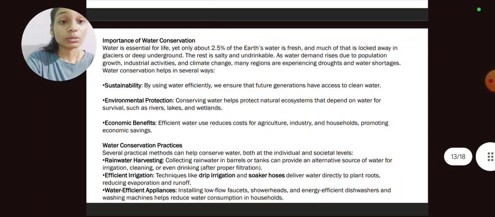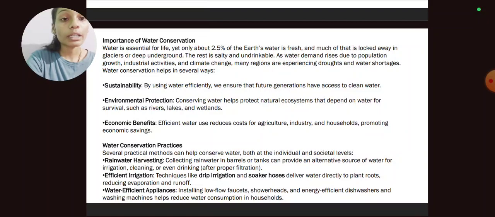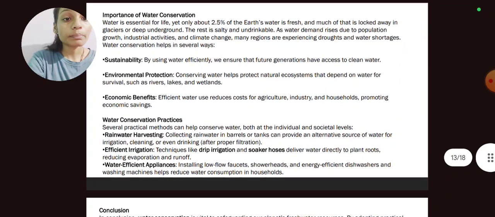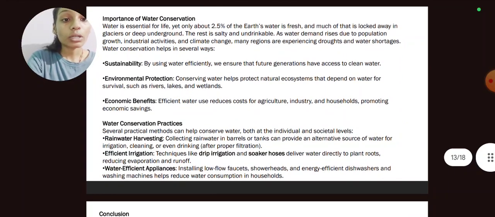Water conservation helps in several ways. Sustainability. By using water efficiently, we ensure future generations have access to clean water. Environmental protection. Conserving water helps protect natural ecosystems that depend on water for survival, such as rivers, lakes, and wetlands. Economic benefits. Efficient water use reduces costs for agriculture, industry, and households, promoting economic savings.